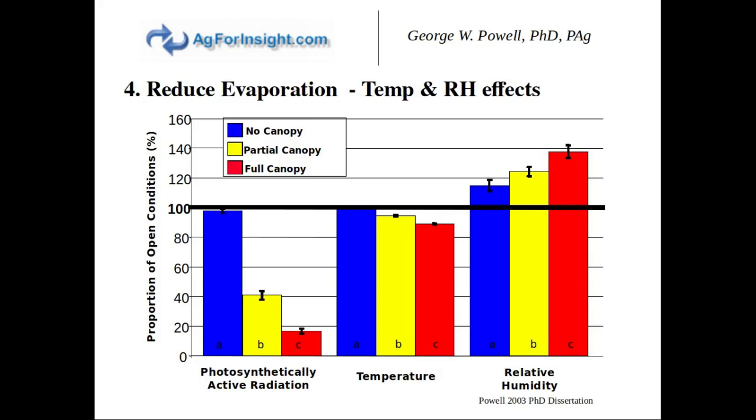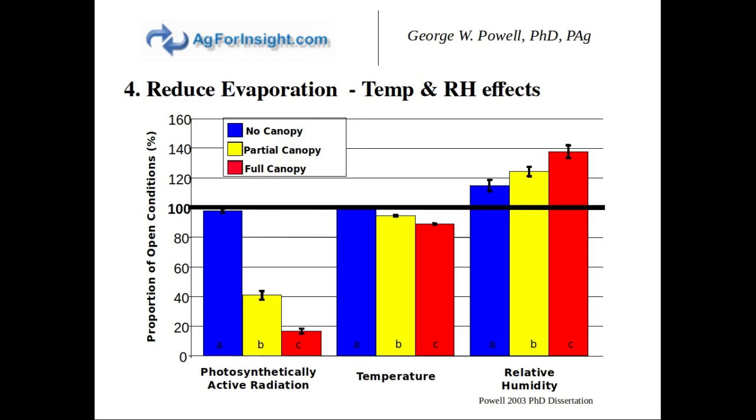Trees and shrubs also reduce evaporation because they depress the temperatures and increase the relative humidity. So this graph is from research that I did at the University of Alberta in the lower boreal, which is the equivalent of the sub-boreal spruce system if you're up on your biogeoclimatic zones. And what we have here is showing various environmental factors in relation to, under blue, no canopy, yellow, a partial canopy, or red, a full canopy.